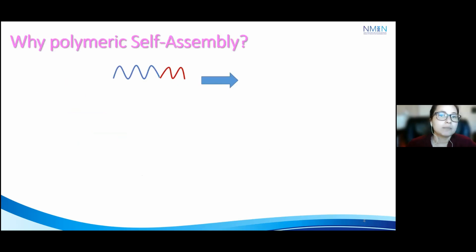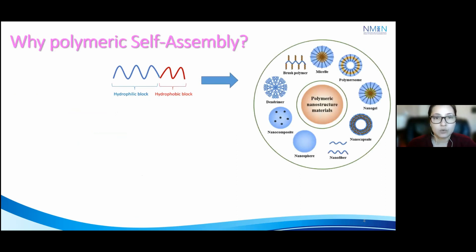And why I'm using polymeric self-assembly, to answer this question, I need to explain a little bit what polymeric self-assembly is. Polymeric self-assembly is basically composed of a hydrophobic block and a hydrophilic block that form different structures in water based on those two components. So you can have very simple structures such as nanofibers, to very complex structures such as polymersomes, dendrimers, and the one that I'm interested in is the micelle.